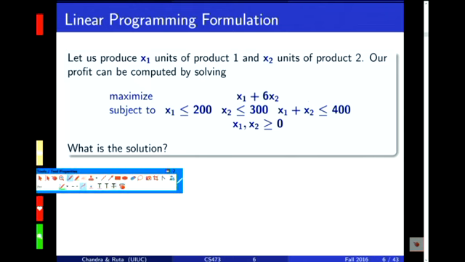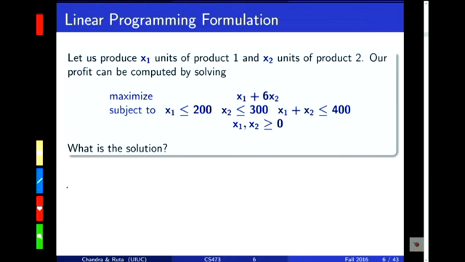Let's change the color. Okay, so the canonical form is maximize summation of Cj xj such that summation of Aij xj over all j is less than or equals Bi.